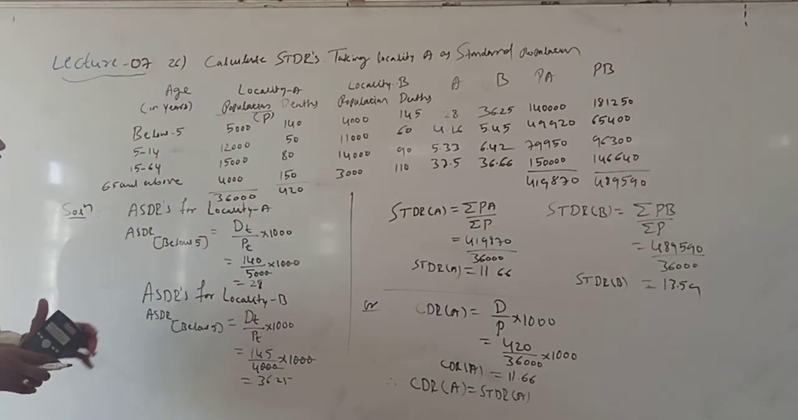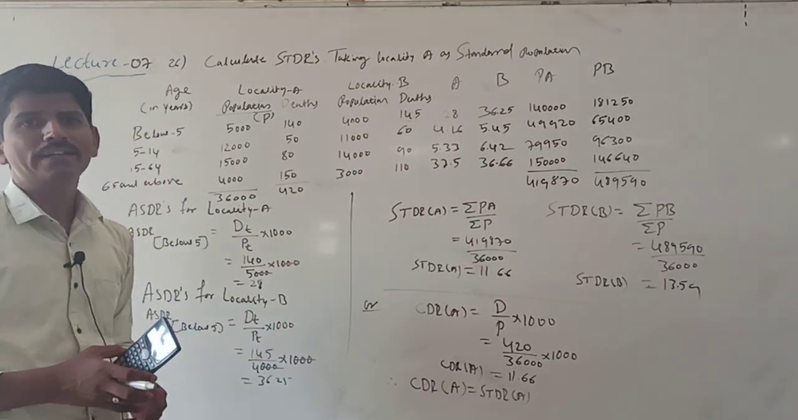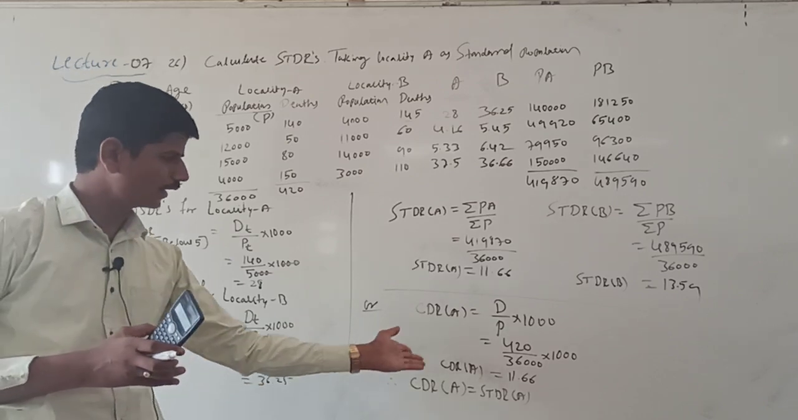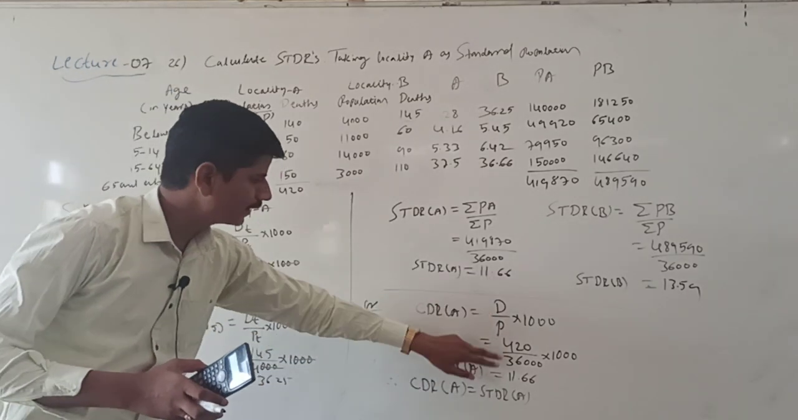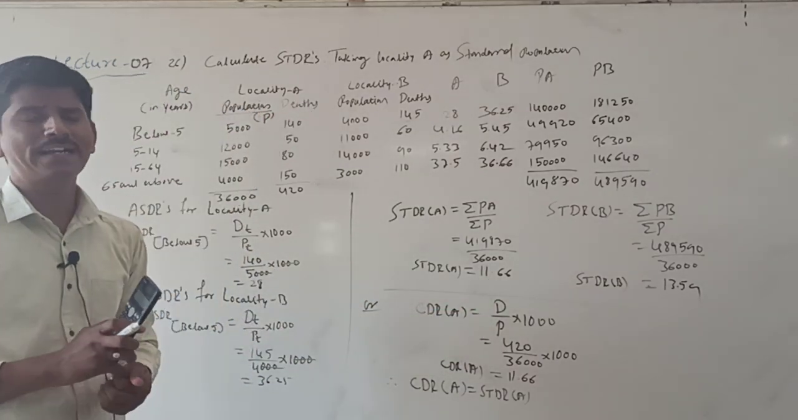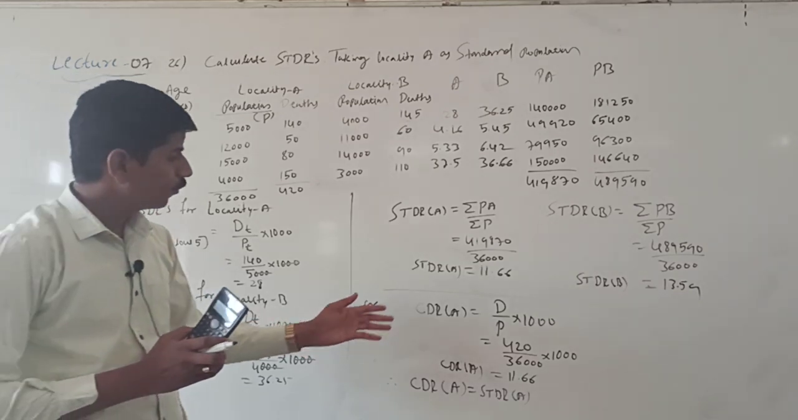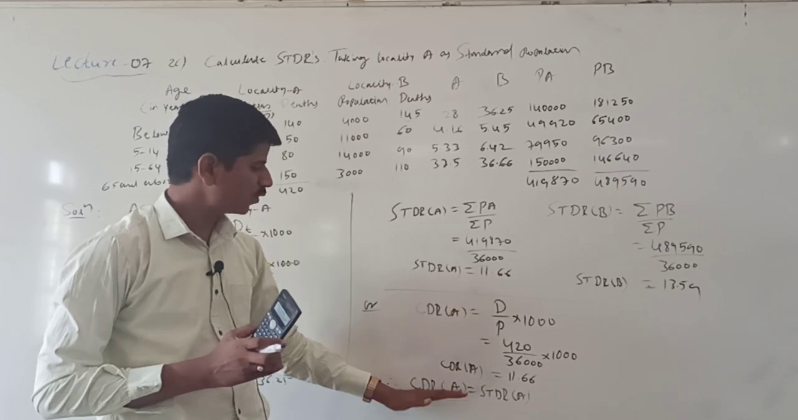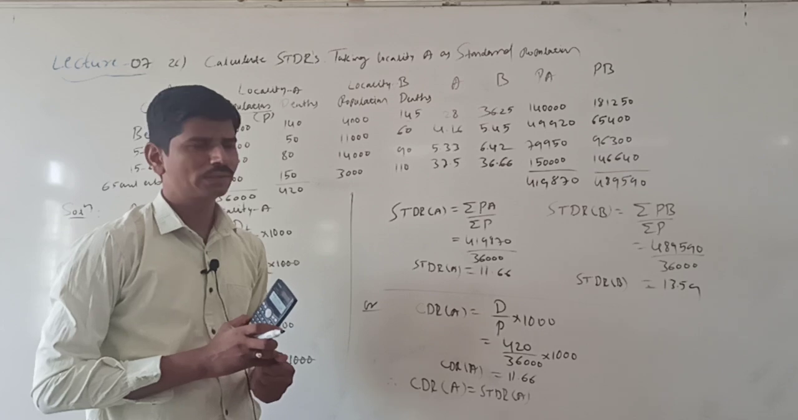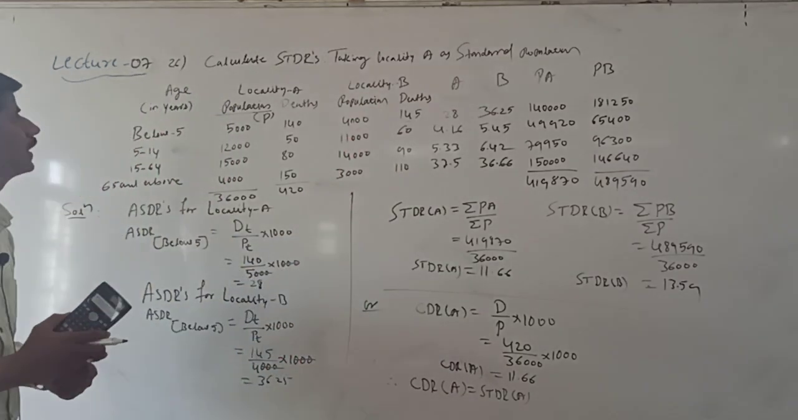When taking locality A as a standard population, there is no need to calculate STDR for A. Only you have to calculate CDR for A. Therefore CDR for A equals STDR for A. Both methods give the same answer. Suppose taking locality B as a standard population, then there is no need to calculate STDR for B. Here you have to find only CDR for B. CDR for B equals STDR for B. Both methods give the same answer. Okay, it is about STDR.